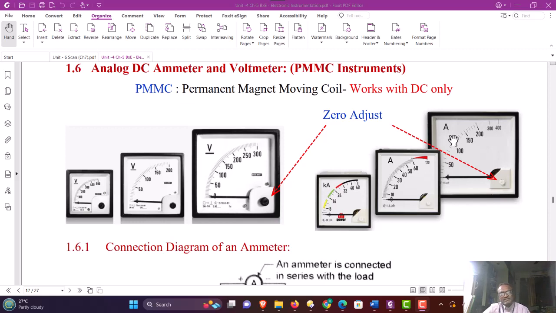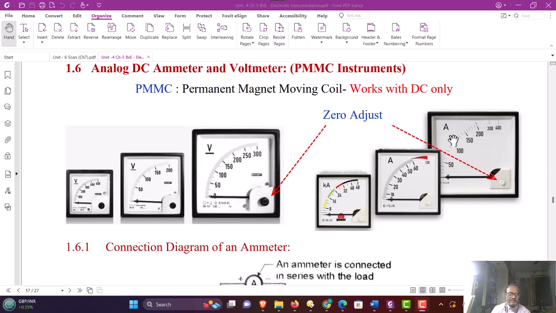The next set of instruments is analog DC ammeters and voltmeters. These are mostly PMMC instruments. They have an analog pointer. They can be in different shapes. Here, a sample square shape voltmeter and ammeter is shown. But the shape will normally be either round or square, or it depends on the requirement. They can be manufactured as per the requirement also.